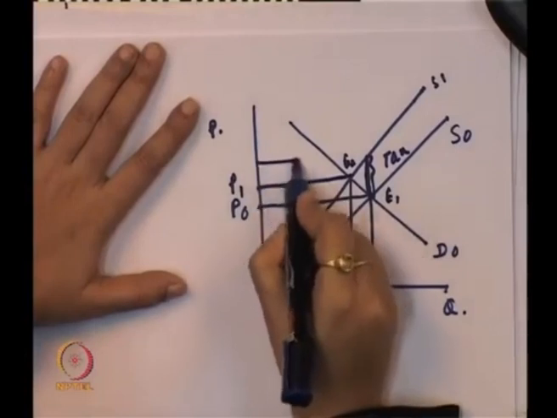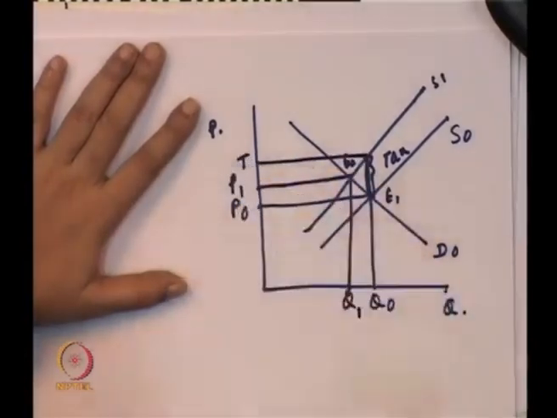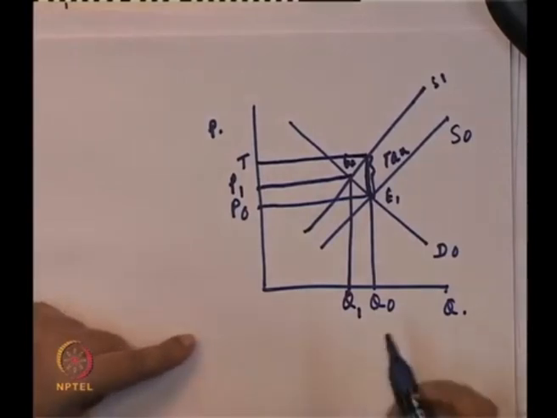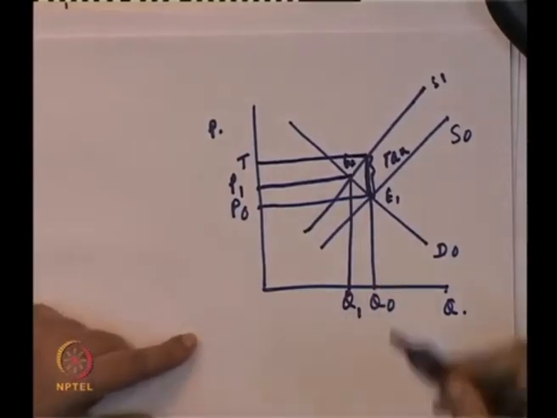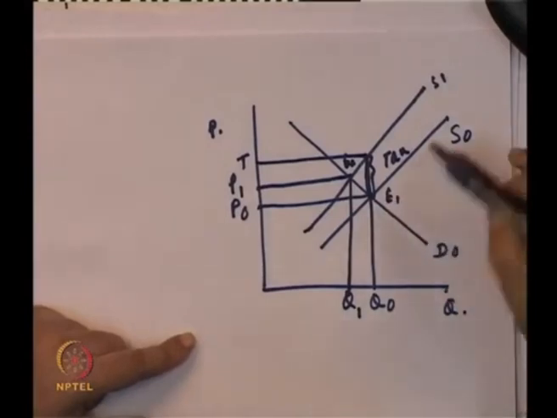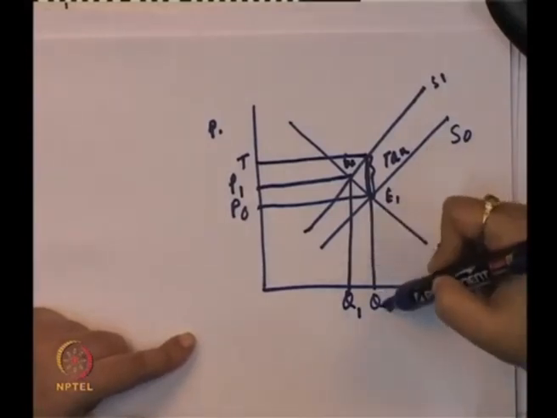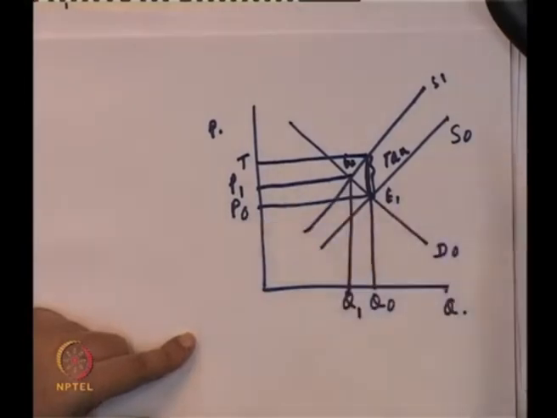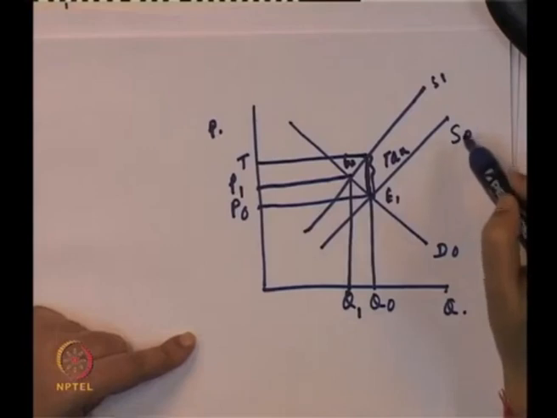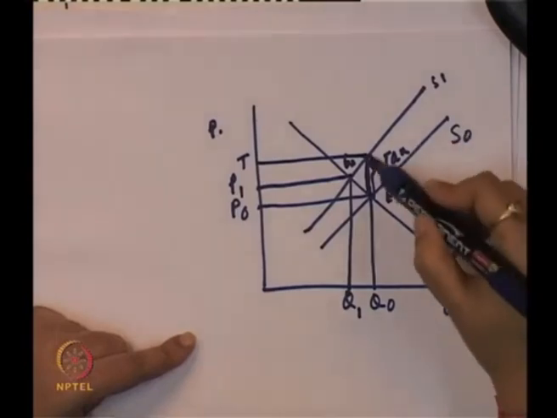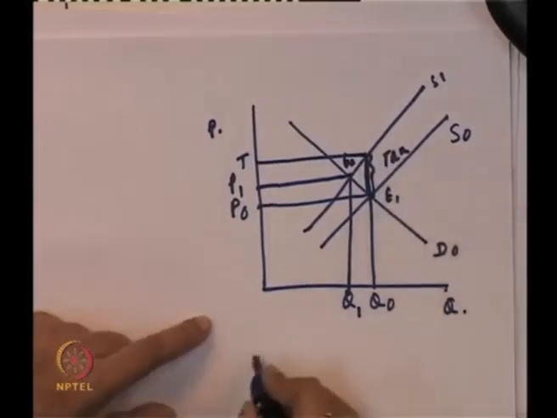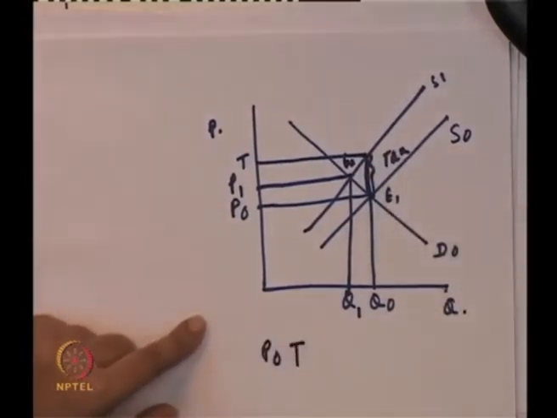What is the total amount of tax? This is the total amount of tax. So, in this case, now who shares the taxes over here? Initially, the demand curve is D0, the supply curve is S0, the equilibrium quantity is Q0, the equilibrium price is P0. Imposition of tax leads to a shift of the supply curve from S0 to S1, and the difference between the two supply curves gives us the tax, which is equal to P0T.